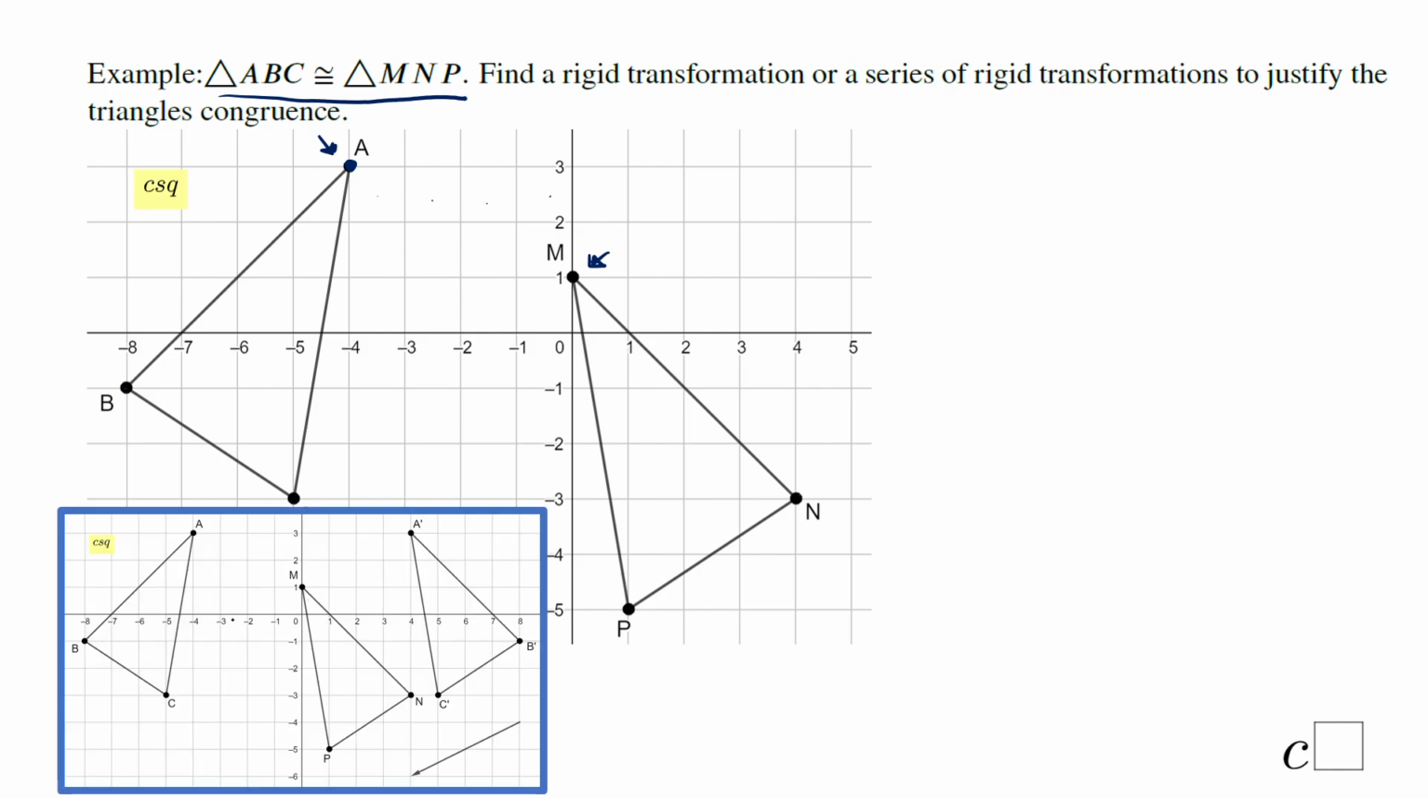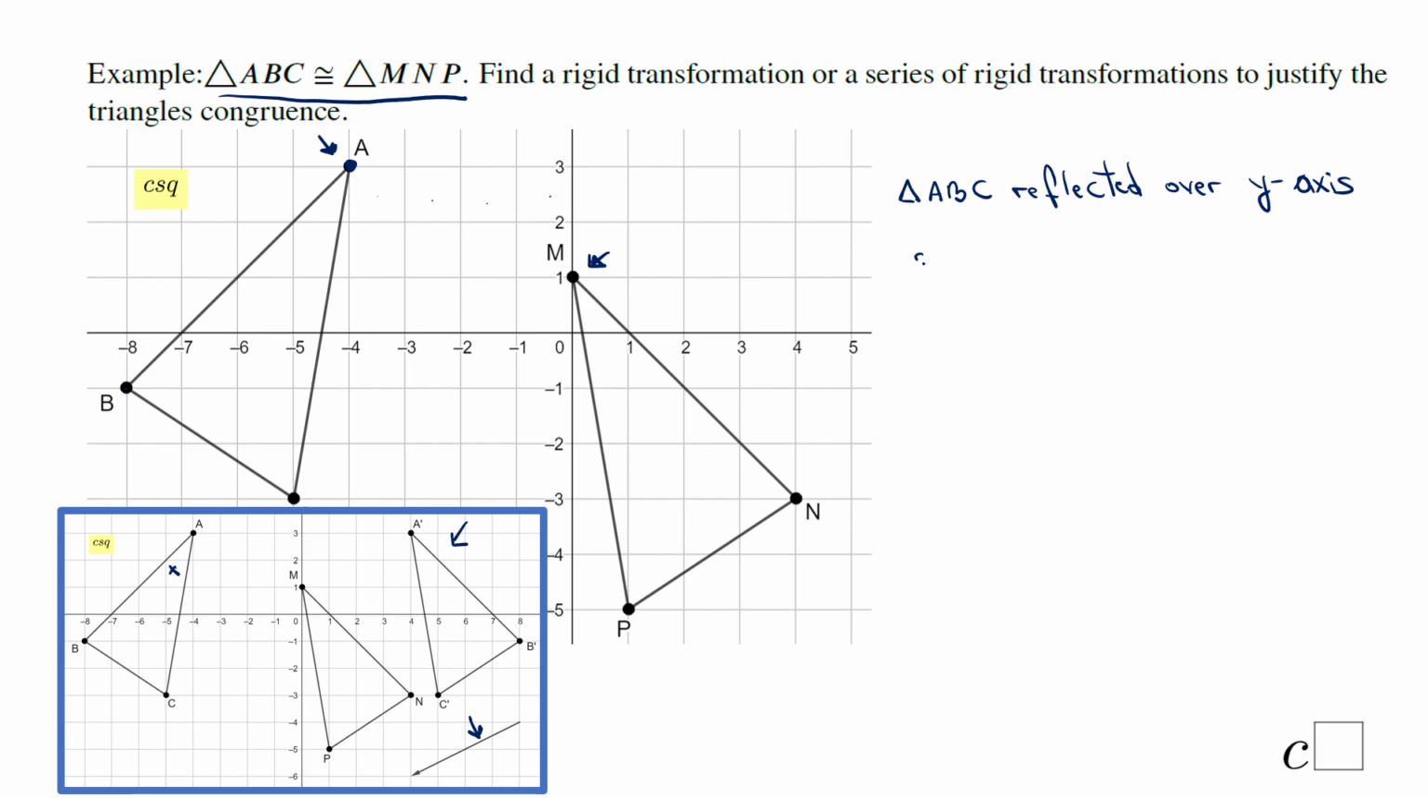Okay, so this is the triangle ABC. I reflected over the y-axis, so two transformations: triangle ABC reflected over the y-axis. Okay, so you reflect triangle ABC and you get triangle A prime, B prime, C prime, like I call it here. And then you translate by this vector and you get M, N, and P.